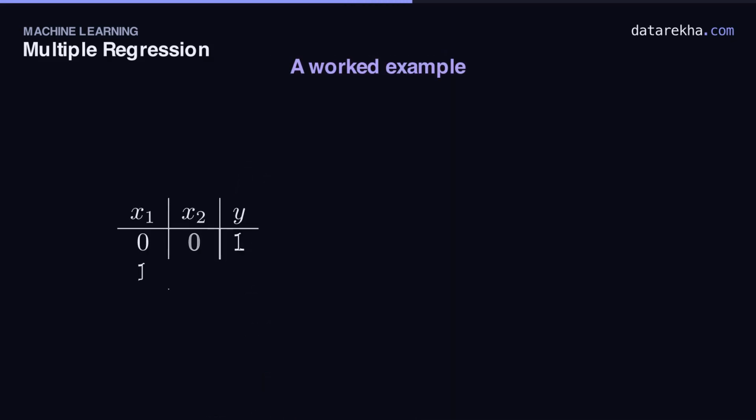Let's grind one all the way through, by hand. Two features and just three tiny examples. When both features are 0, y is 1. Bump x1 to 1, y is 3. Bump x2 instead, y is 4. We want a plane through these 3 points.